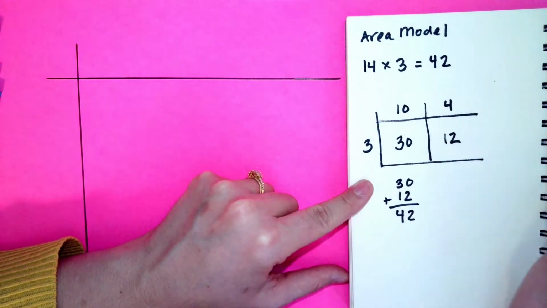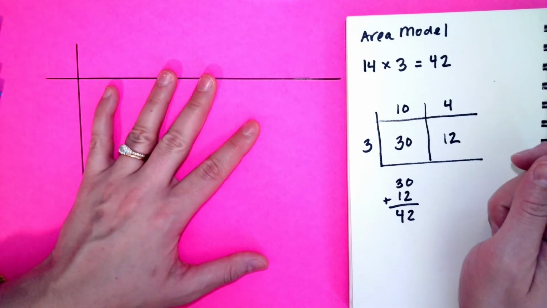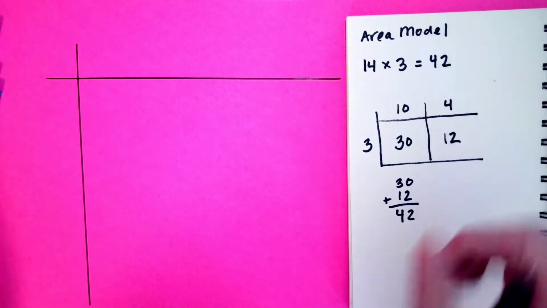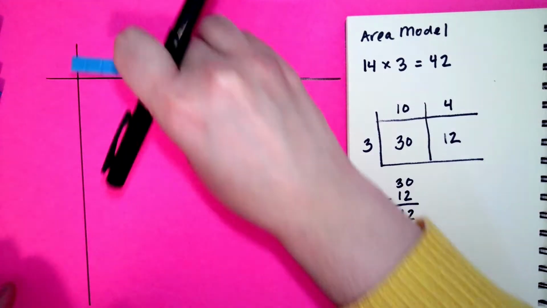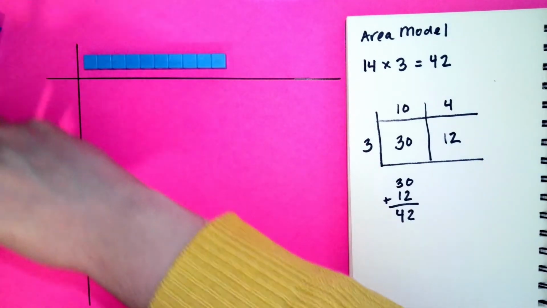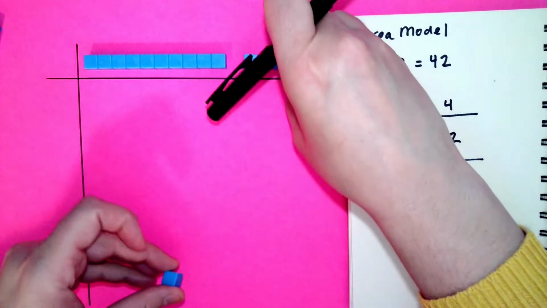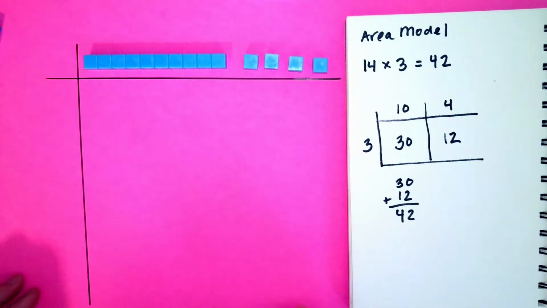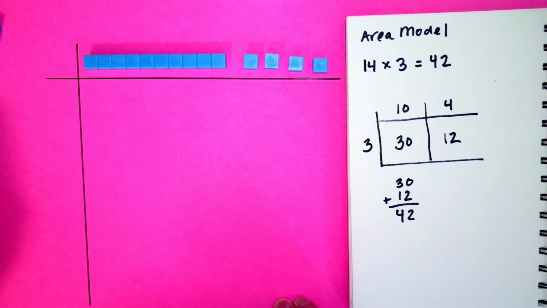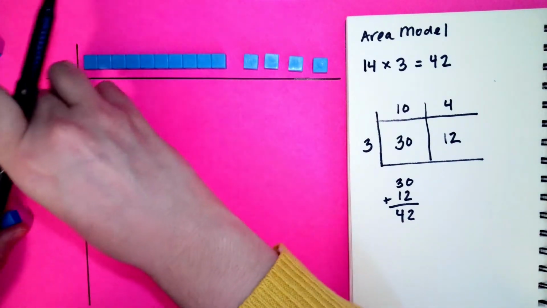So let's see how this area model strategy relates to a base 10 block model. To multiply 14 times 3, we're going to build 14 across the top of our grid, 1 ten and 4 ones for 14. And to multiply by 3, we're going to represent 3 as 3 ones down the left side of the grid.